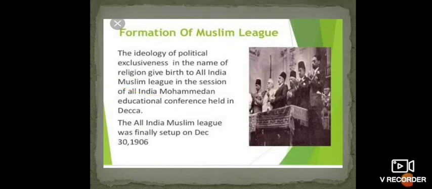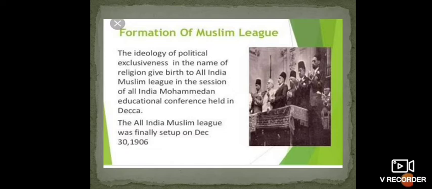The ideology of political exclusiveness in the name of religion gave birth to the All India Muslim League in the session of the All India Mohammedan Educational Conference that was held in Dhaka, as I've explained. And the All India Muslim League was finally set up on December 30, 1906.